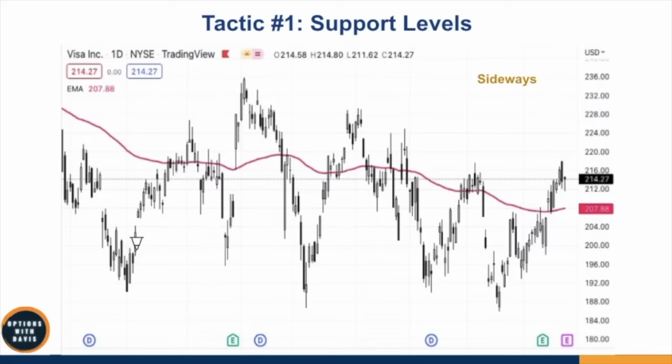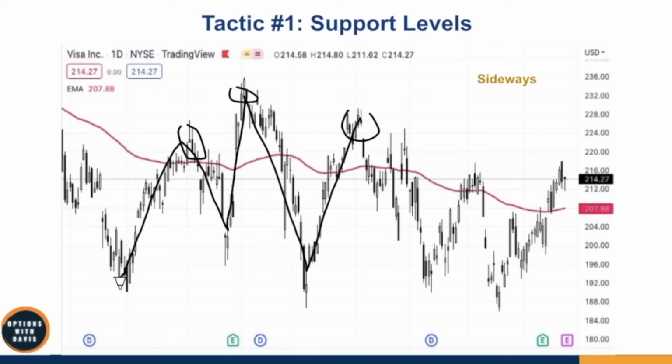What about sideways? You can see this sideways has no real direction. It's forming this higher high, but then after that it starts to form a lower high, and you can see that down here it forms a higher low, but then it goes down to form this lower low. So you can see this is in a sideways fashion, just moving between these two prices up here.